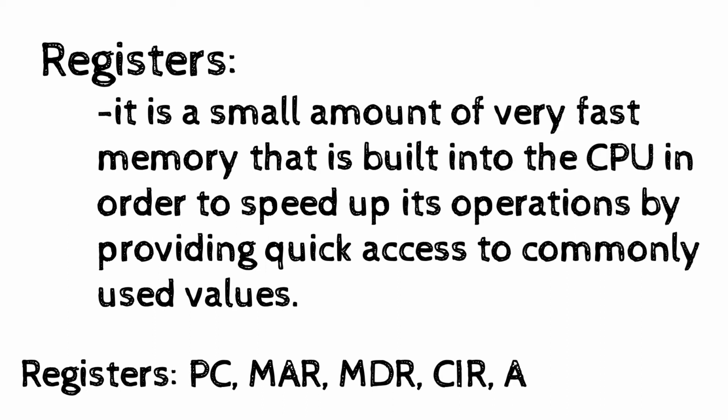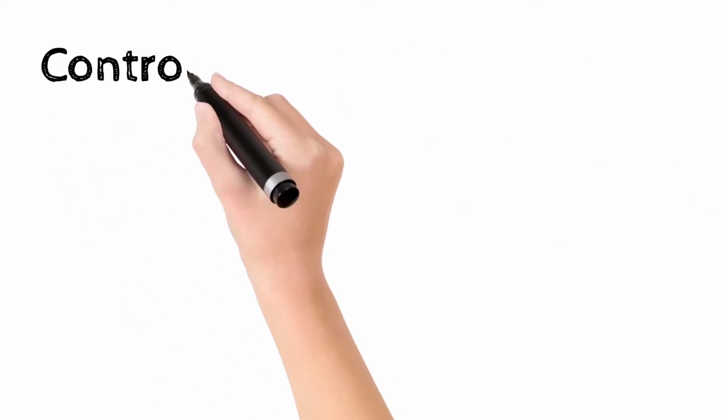and A, Accumulator. PC keeps the address of the next instruction, MAR holds the address of the memory location, MDR stores the data to be stored in the computer storage. CIR stores the instruction that is currently being executed. An accumulator is used for storing data and for carrying out arithmetic and logic manipulations.